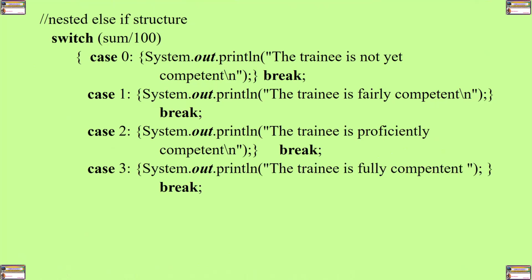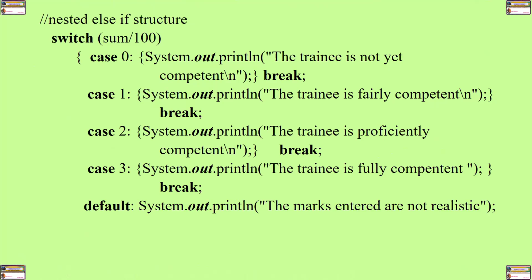Otherwise, if it generates the value 3, it will display the message that the trainee is fully competent and come out of the structure. If it does not generate either a 0, a 1, a 2, or a 3, then the message that will be displayed on the screen is that the marks entered are not realistic, and that will bring the processor to the end of the switch structure, and the end of the program.